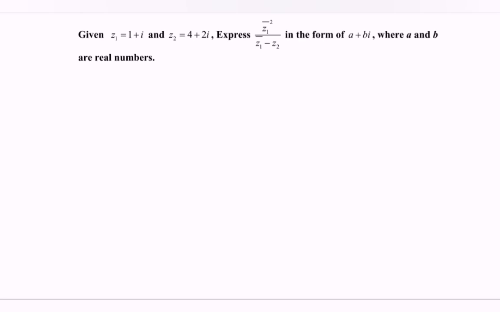Hello everyone, in this video I'm going to discuss an example for complex numbers. Given z sub 1 equals 1 plus i and z sub 2 equals 4 plus 2i, express the situation given.